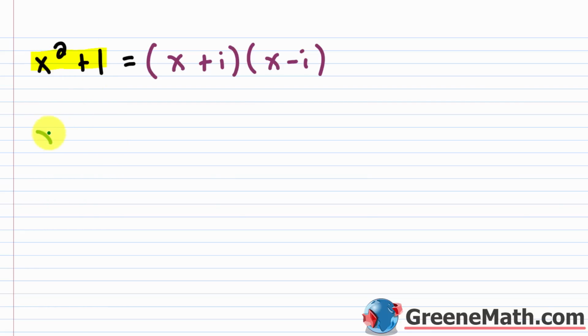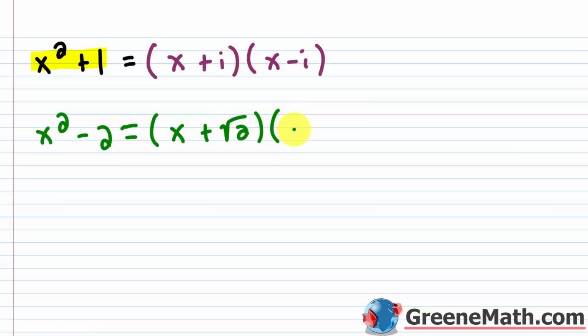As another example, let's say we had x squared minus 2. Can I factor this using rational numbers? No, but I can factor it using real numbers. So it's irreducible over the rational numbers, but it's reducible over the real numbers. I could say this is x plus the square root of 2. Remember, that's an irrational number. And then times x minus the square root of 2. So you could factor this, but you wouldn't want to because it's irreducible over the rational numbers.